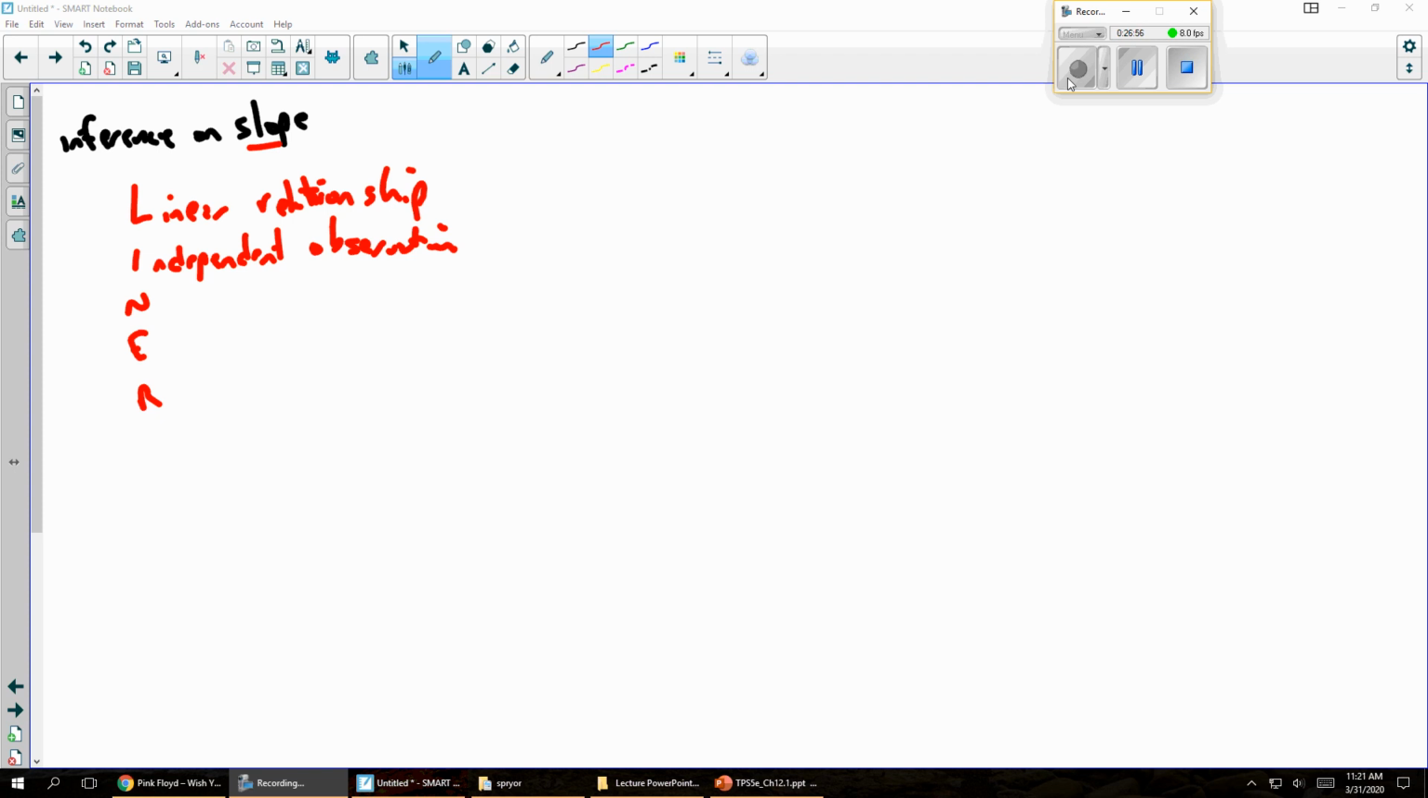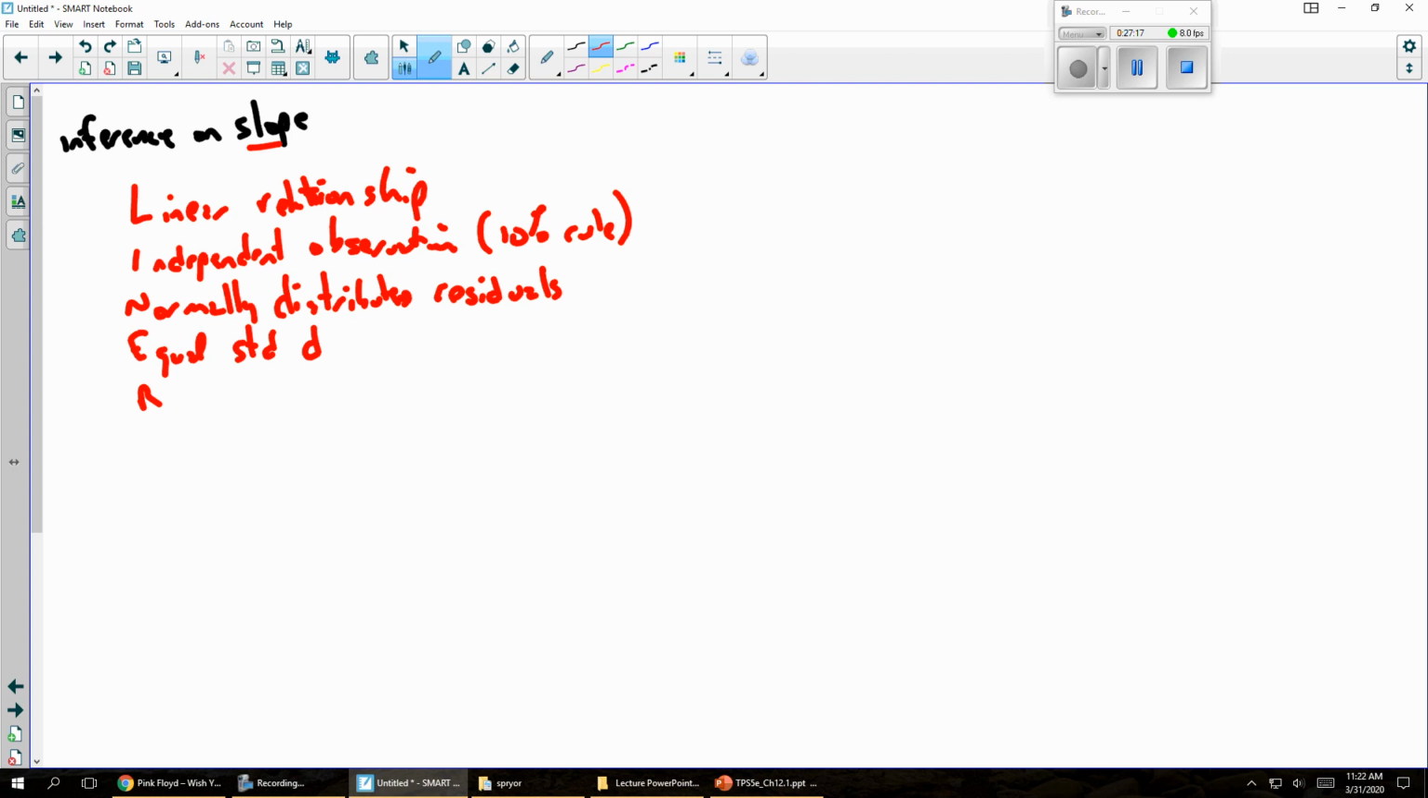If I was sampling without replacement, this would be the 10% rule. I need normally distributed residuals. I need equal standard deviation of the residuals from the line, and I need a random sample. And so to check these, I'm going to assume or check that condition for randomness as well as independence in the actual problem. To see if there is a linear relationship, this is where I look at a residual plot and say, is there a pattern here?